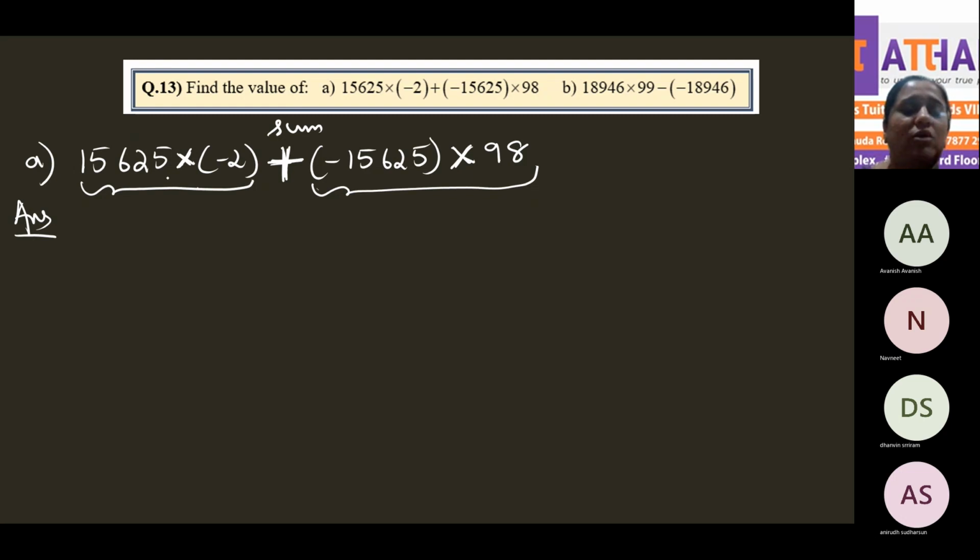Now what is common in this and this? Which number is common? 15,625. Do they have the same signs in both? No, ma'am. Okay, so that's the first step: make the signs the same. So what should you do?